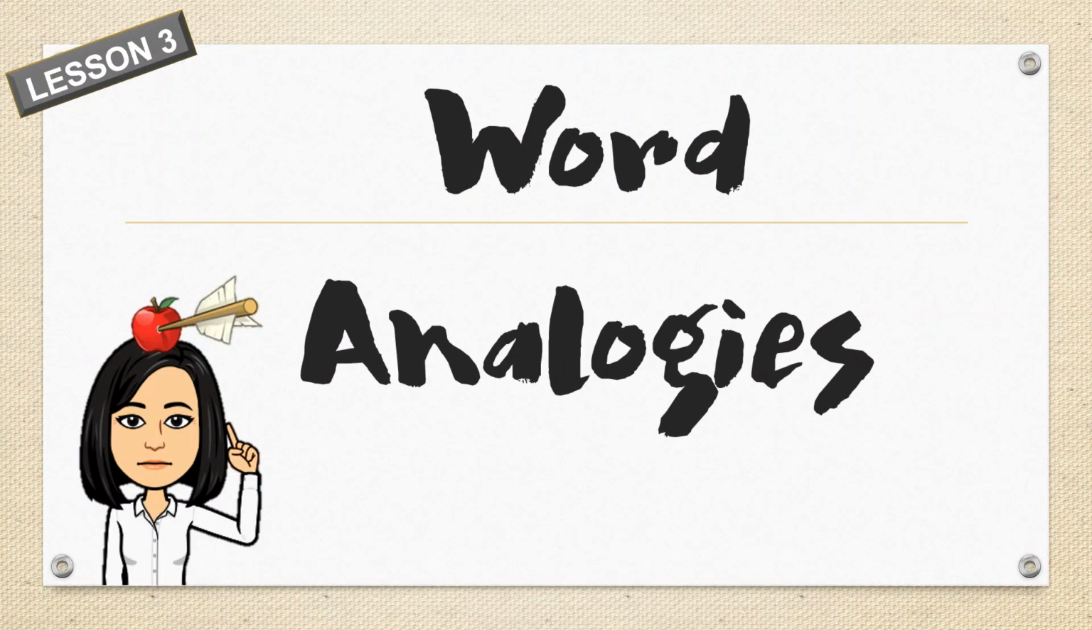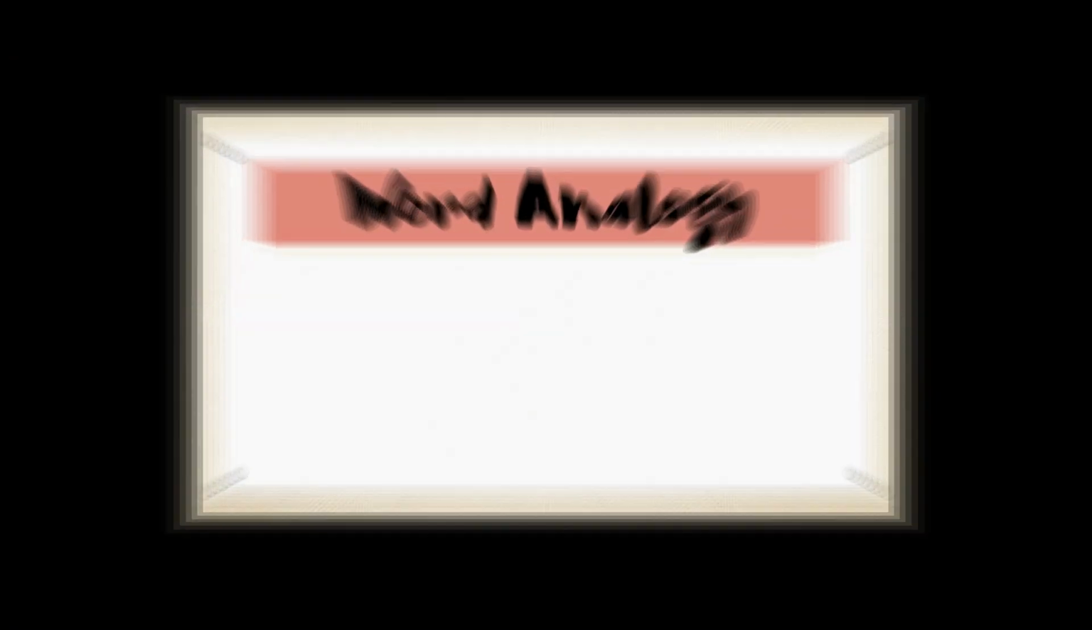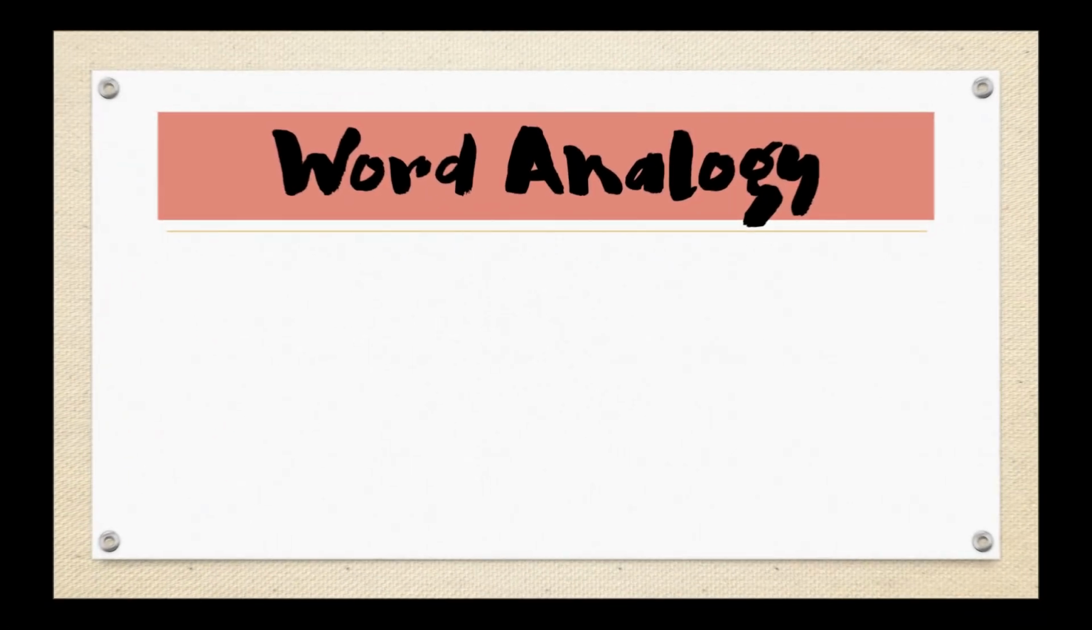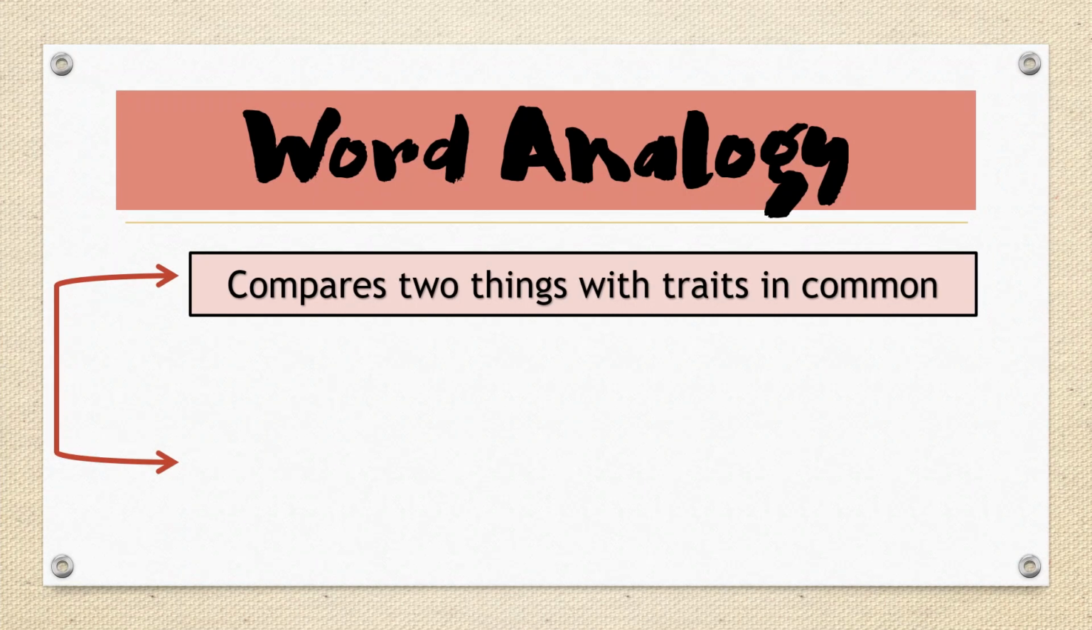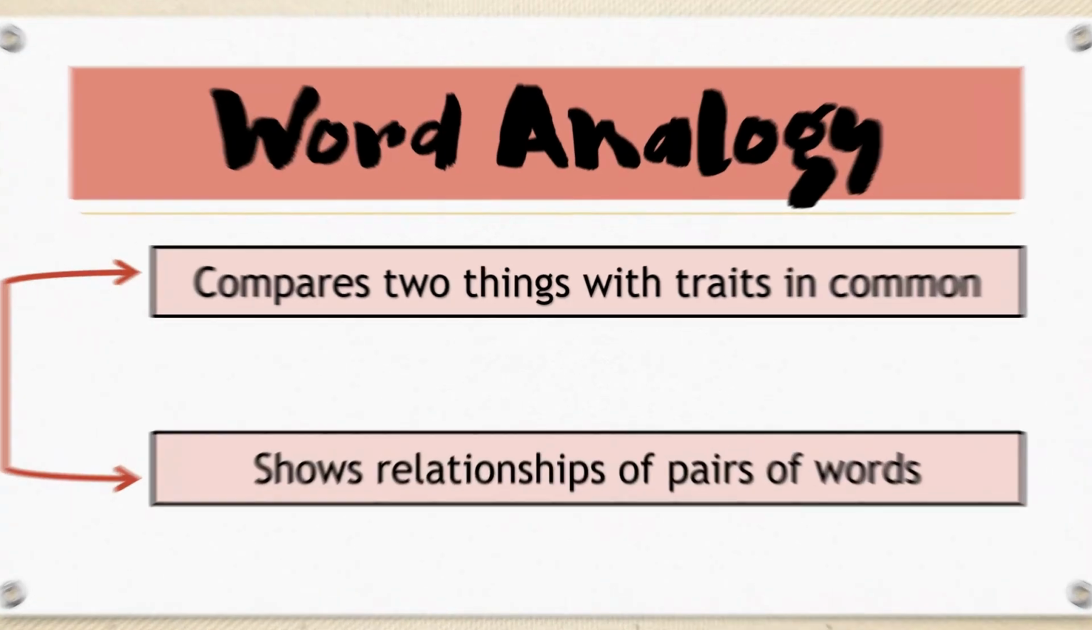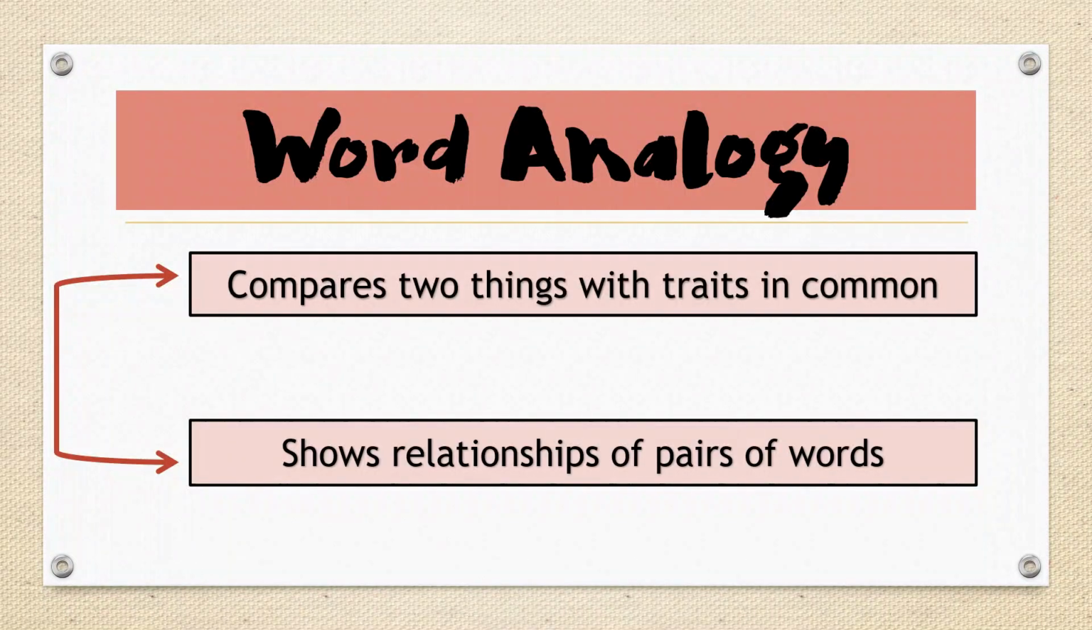This is all about word analogies. An analogy compares two things that are different from each other but are similar in some ways. In other words, we have to look for what is common among the pairs of words to accurately figure out the relationship of each pair. Take note that analogy deals with how the pairs of words relate to each other despite their differences.